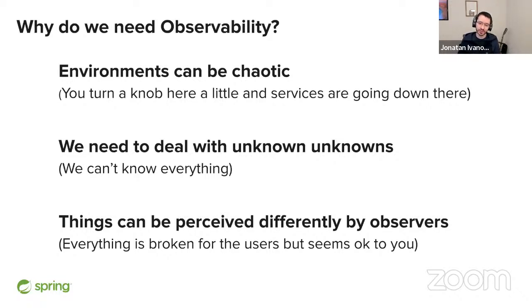Also, we need to deal with unknown unknowns. This means that we cannot know everything. There will be issues in production that we know can happen. Those are the known knowns. There will be issues in production that we know we don't really know too much about. Those are the known unknowns. And there are things that we don't even know exist, and they can bring down production. Those are the unknown unknowns.